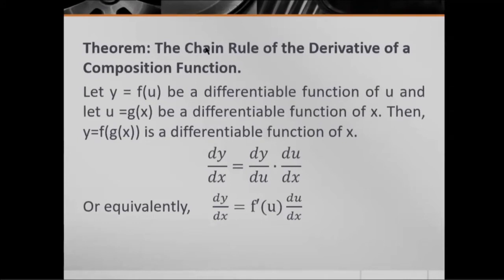Under the theorem, the chain rule of the derivative of a composition function, let y equals f of u be a differentiable function of u, and let u equals g of x be a differentiable function of x. Then we have a composition function y equals f of g of x, which is a differentiable function of x, and that is dy over dx is equal to dy over du times du over dx, or equivalently, dy over dx is equal to f prime of u times du over dx.